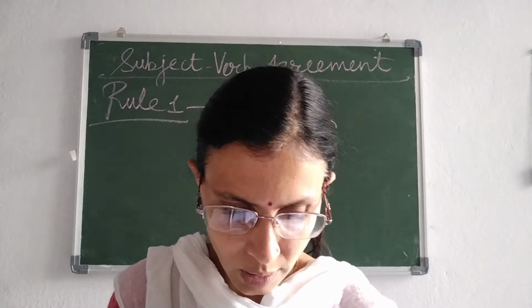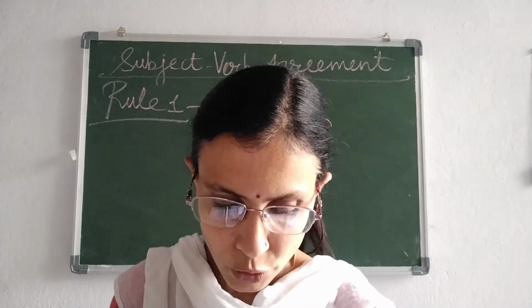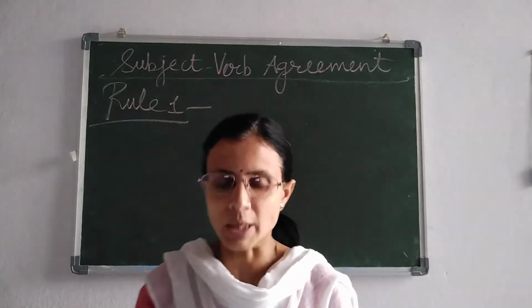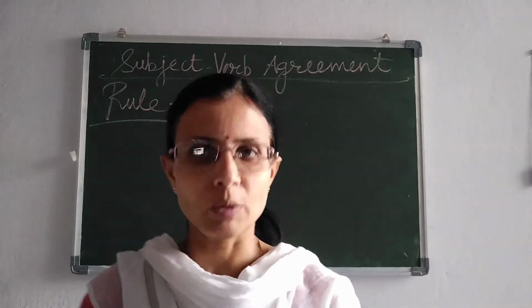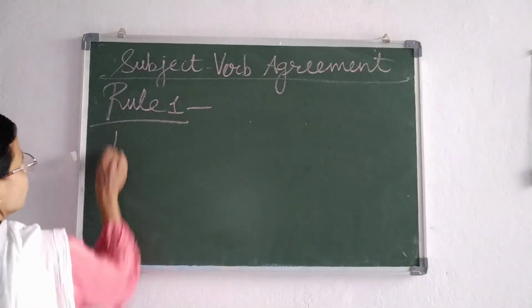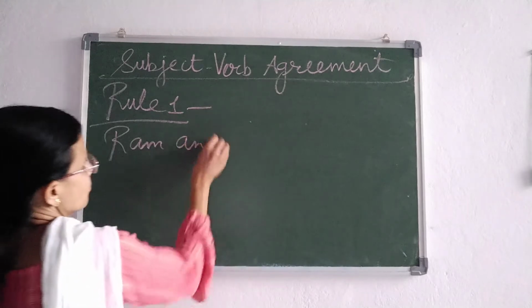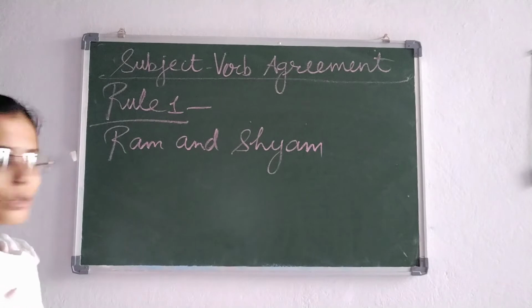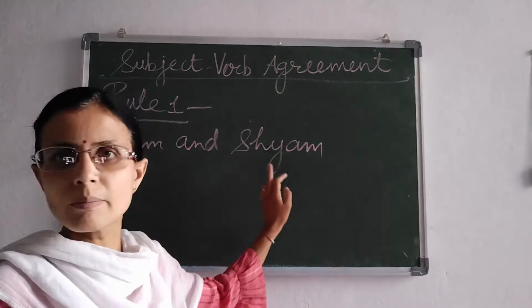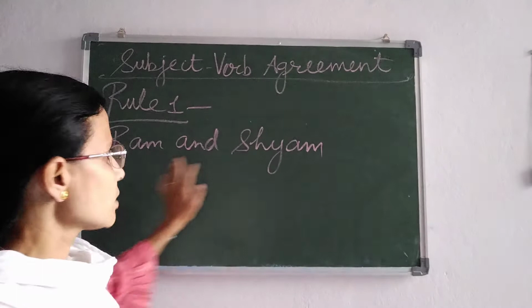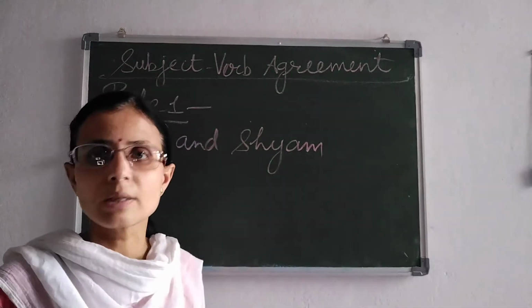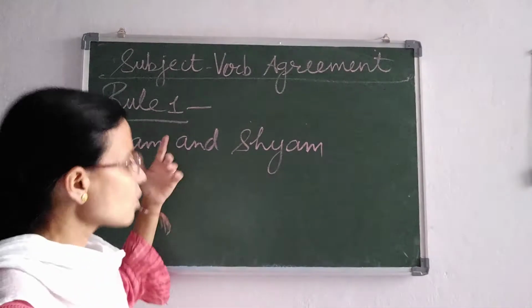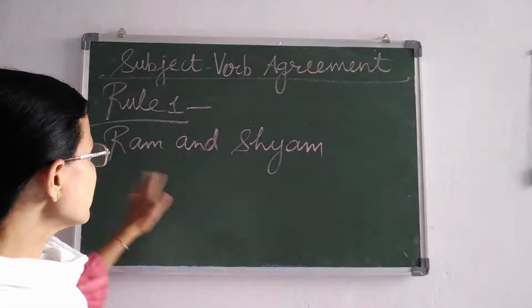Two or more singular subjects connected by and usually take a verb in plural. Now suppose there are two subjects, maybe Ram and Shyam. Okay. Now this is clear to you that there are two names, one is Ram and one is Shyam. It means the subjects are two. It means the subjects are plural. They are not singular.